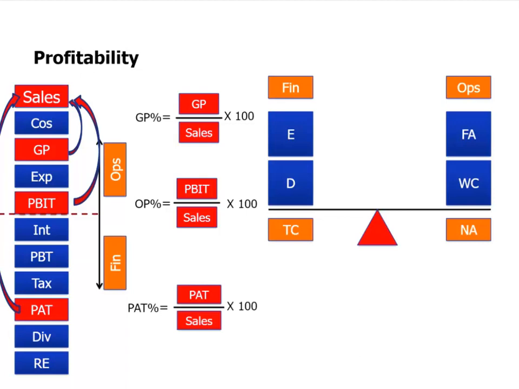And what we've got from this is three very simple calculations, all with the same denominator, being the sales in the business, telling us what proportions of profits there are at these different levels. So that's a good starting point. Let's move on to the activity measures.